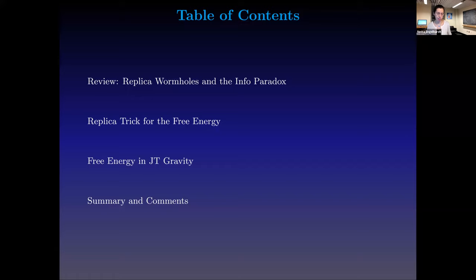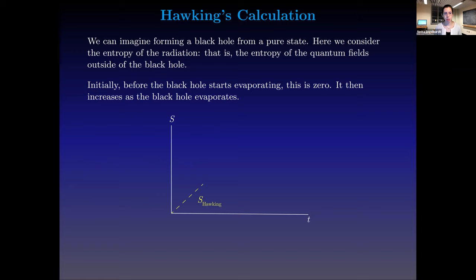So let me very broadly review some of the developments and the logic in the black hole information paradox. I'm going to begin just with a lightning review of the stage before May 2019. We imagine we form a black hole from a pure state. We're considering the entropy of the radiation, the entropy of the quantum fields outside the black hole. We form this from a pure state, so it starts out at zero entropy. This is entropy as a function of time, and then it increases as the black hole evaporates.